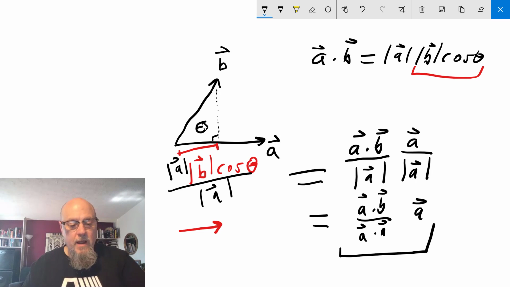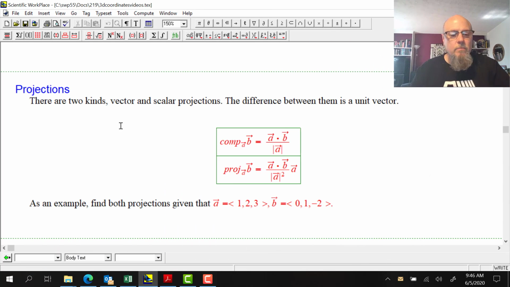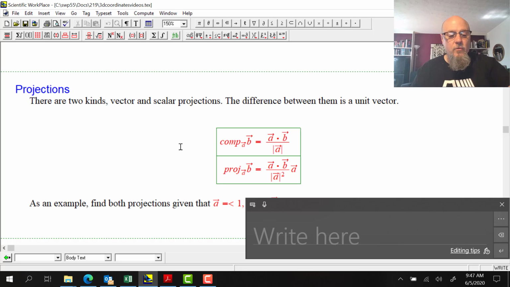So let's see where we're at now. Okay, back to the actual writing part. Two kinds of projections, the vector and the scalar. We saw what they mean. The difference is the unit vector. Here's our scalar projection then, our component of B on A. The little subscript here is saying what the direction is.